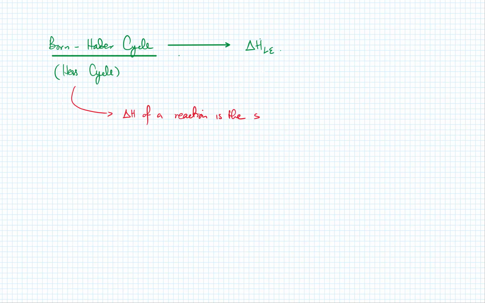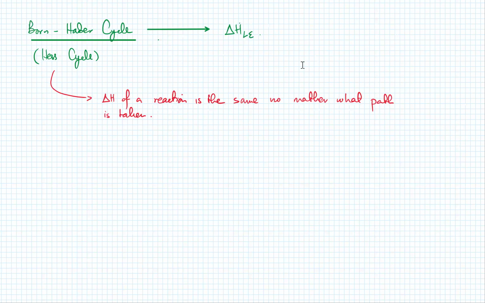So what was the Hess law? Enthalpy of reaction is the same no matter what path is taken. So no matter what path you take, as long as you make the exact same substance. Okay, that was what the Hess cycle or the Hess law was.